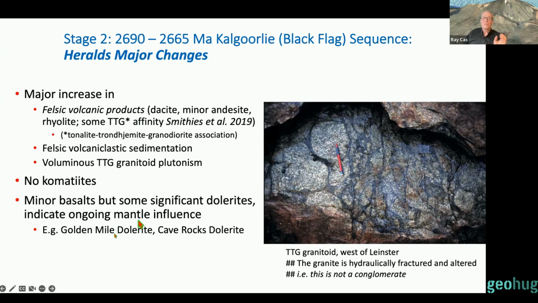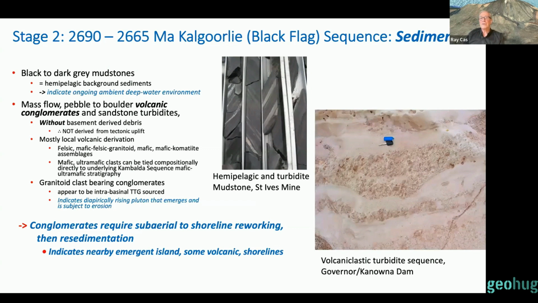Okay, and these are important because they tell us that there was still an ongoing mantle influence that was perhaps the heat engine for most of this felsic magmatism that basically appears at this particular time. So let's again look at the principal lithofacies.